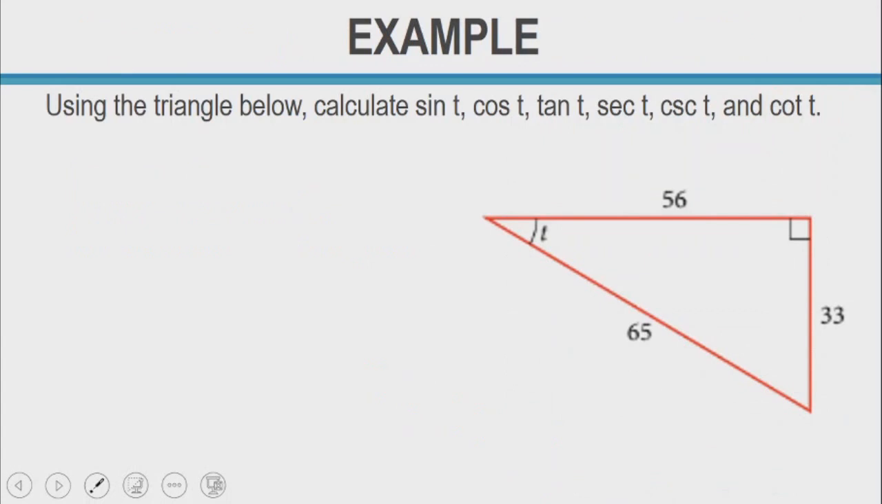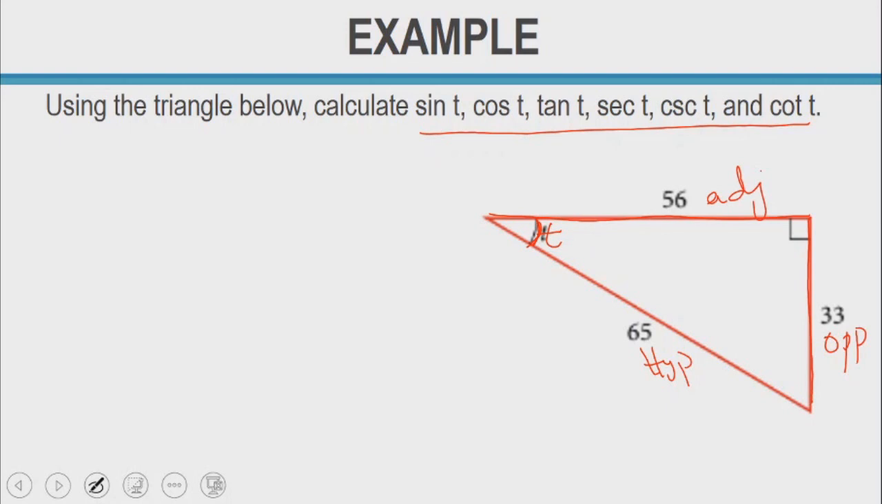We are asked to use the triangle below to calculate this trigonometric ratio. This is the angle T. So when you are given a triangle like this, you first need to figure out which one is the opposite, which one is the hypotenuse, and which one is the adjacent. So the side of the triangle that is directly opposite the angle is the opposite. So this is the opposite in this case, 33. And the longest side is the hypotenuse. So hypotenuse is 65. And the side that is adjacent to the angle is the adjacent.